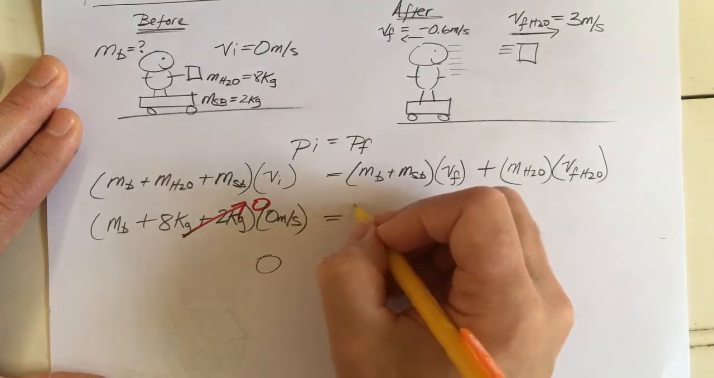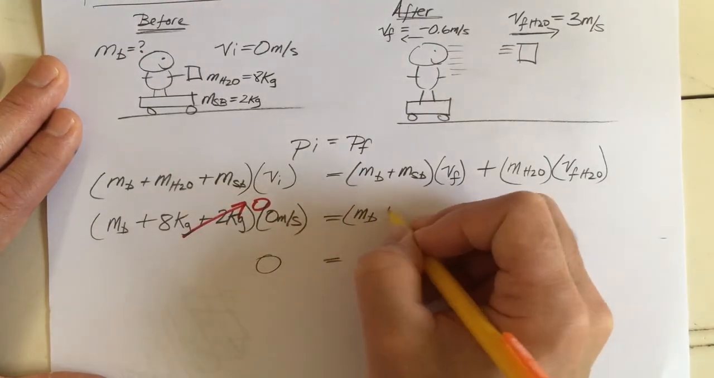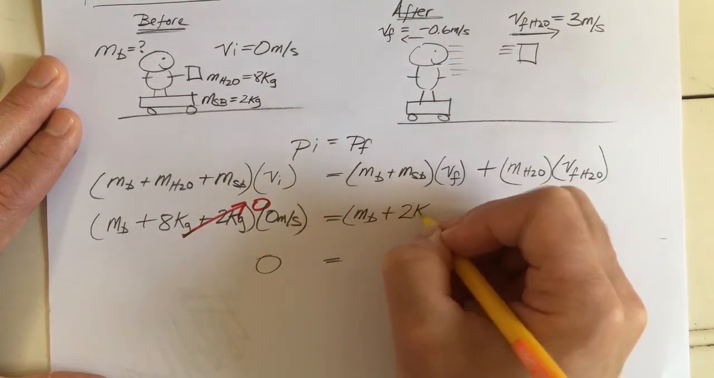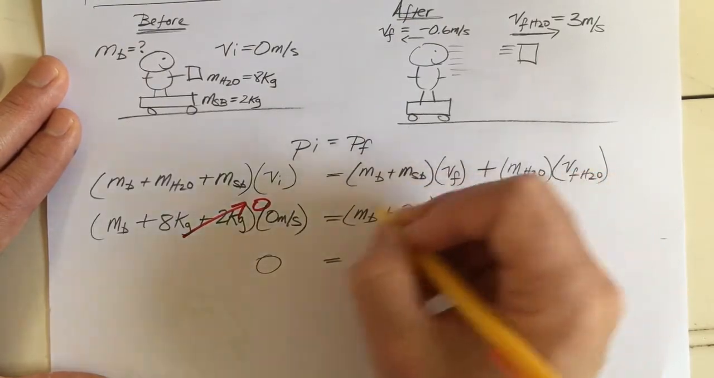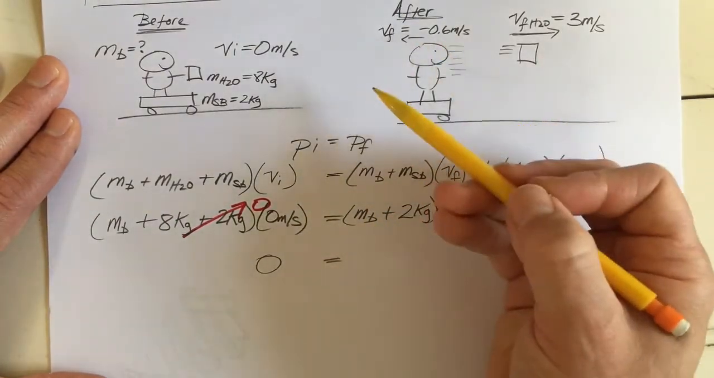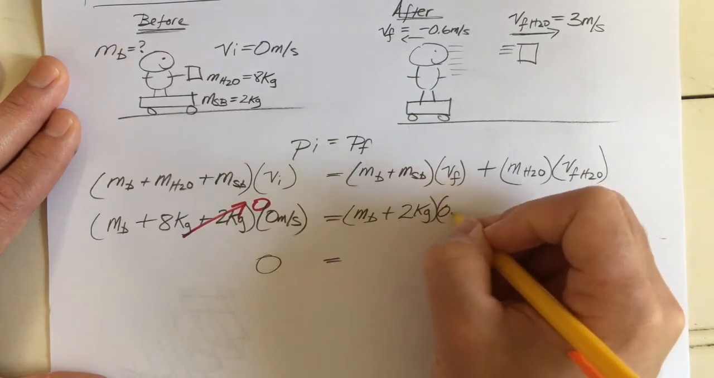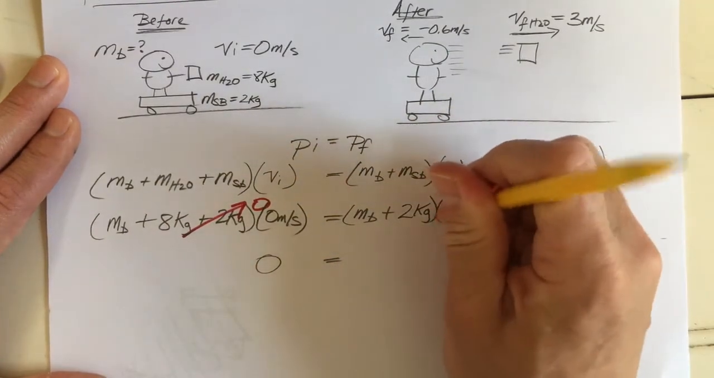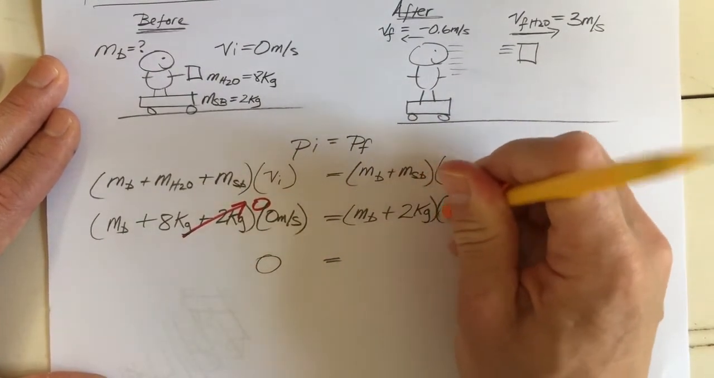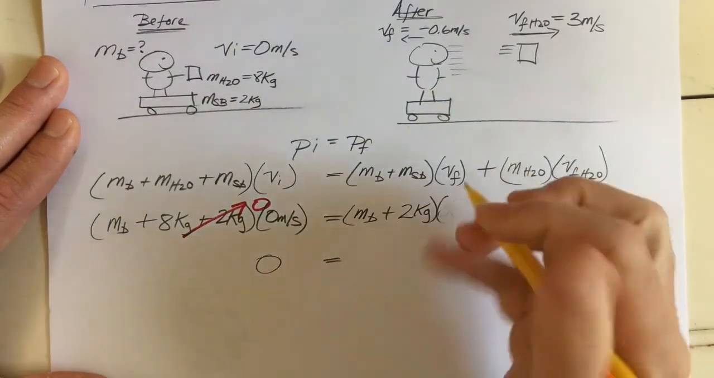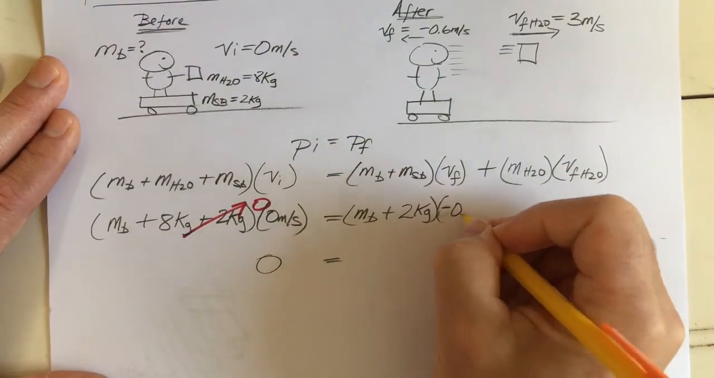Okay, mass of the boy, we still don't know. That's what we're solving. Mass of the skateboard is 2 kilograms. Final velocity for those two objects is going to be that negative 0.6 to the left. Oh, got to write my negative sign though. It's super important. If you don't write that, you're going to get it wrong, obviously. Or maybe not obviously, but that's how it works.